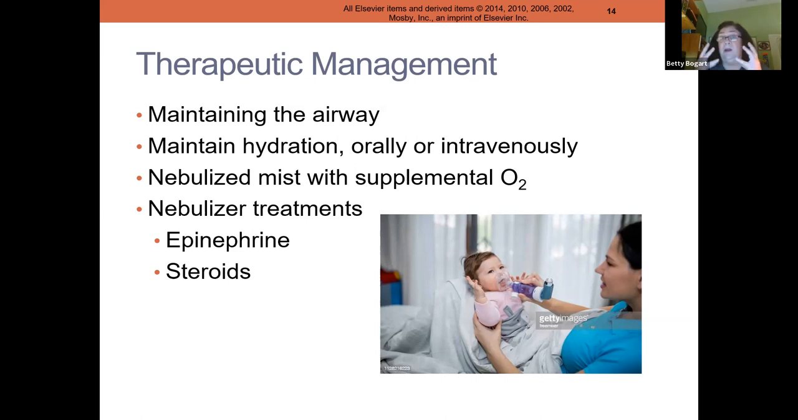Epiglottitis, we're still gonna put on a moisturized mist with a little bit of oxygen so they breathe a little bit easier. And again, getting the epinephrine and getting those steroids, and it does help.